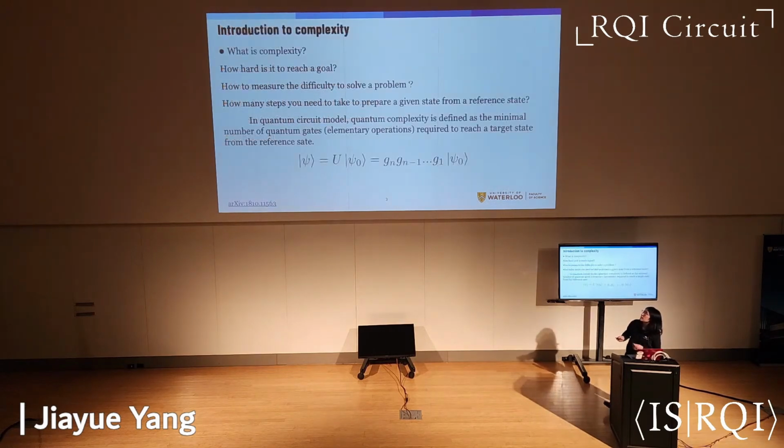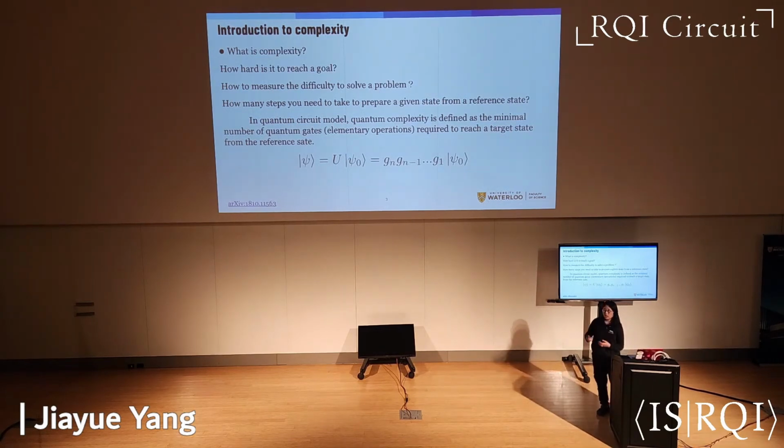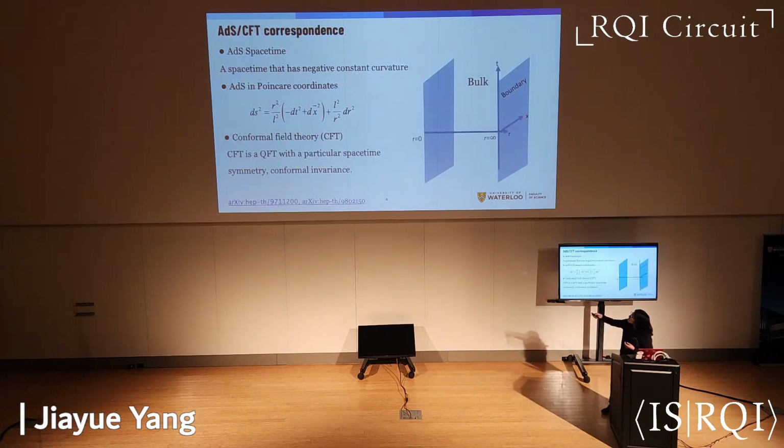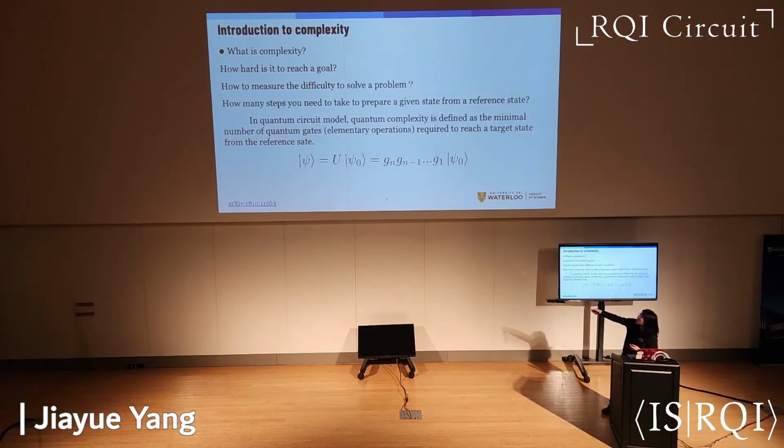First, let's begin with complexity. You might ask this question, what is complexity? It is similar to ask how hard it is to do a task or how many steps you need to solve a problem. And in quantum circuit model, quantum complexity is defined as a minimum number of quantum gates that you need to reach a target state from our reference state. Here, psi is our target state, and psi naught is our reference state. And the minimum number of quantum gates, the minimum number of G's here, are the complexity.